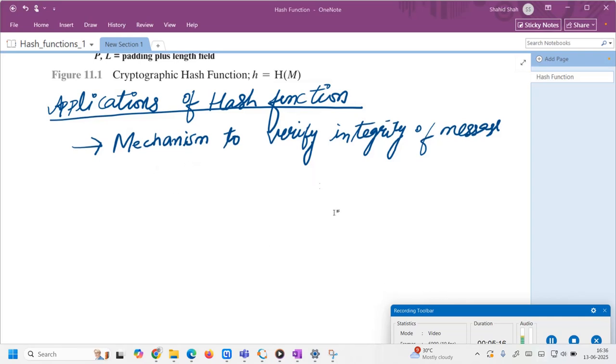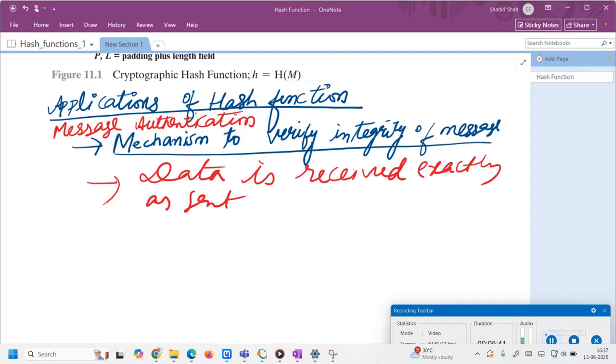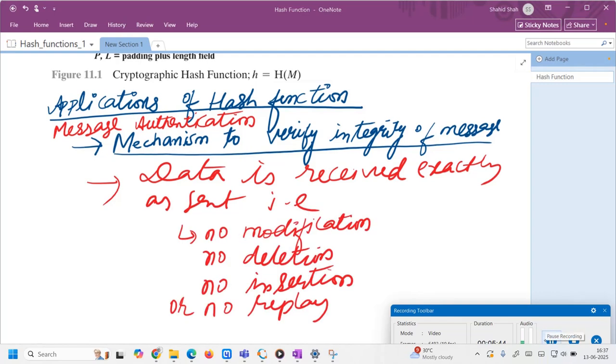One application of hash functions is that it provides us a mechanism to verify the integrity of a message, and this is called message authentication. In message authentication, we use a hash function to ensure that data is received exactly as sent, that is, there is no modification, no deletion, no insertion, or no replay.